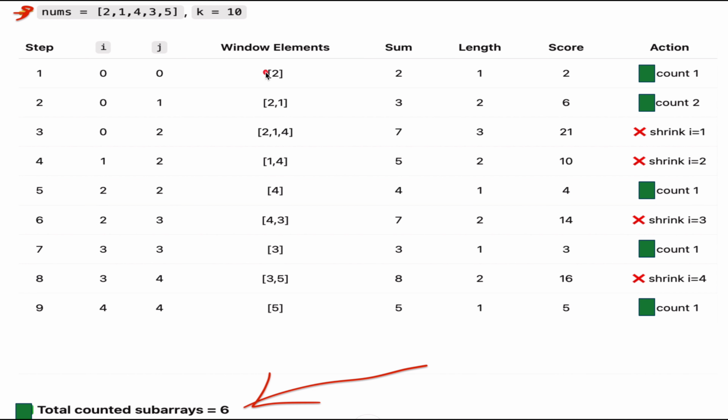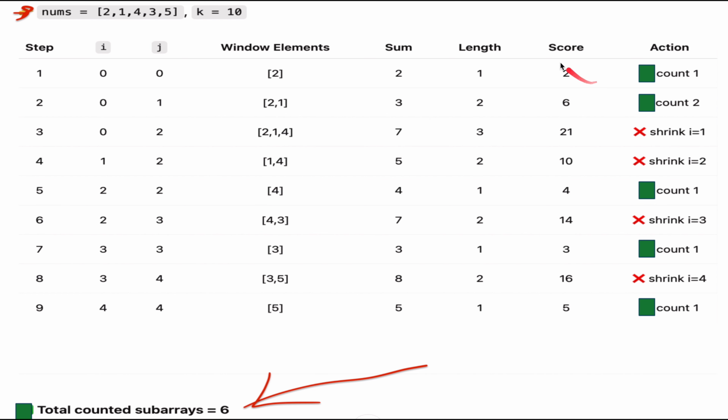If you do the sum, you will find the sum is 2, correct, and the length of this subarray is 1, so the score will become 2. How are you going to find the score? You are already aware of that. Then you can take step 2 and move ahead.